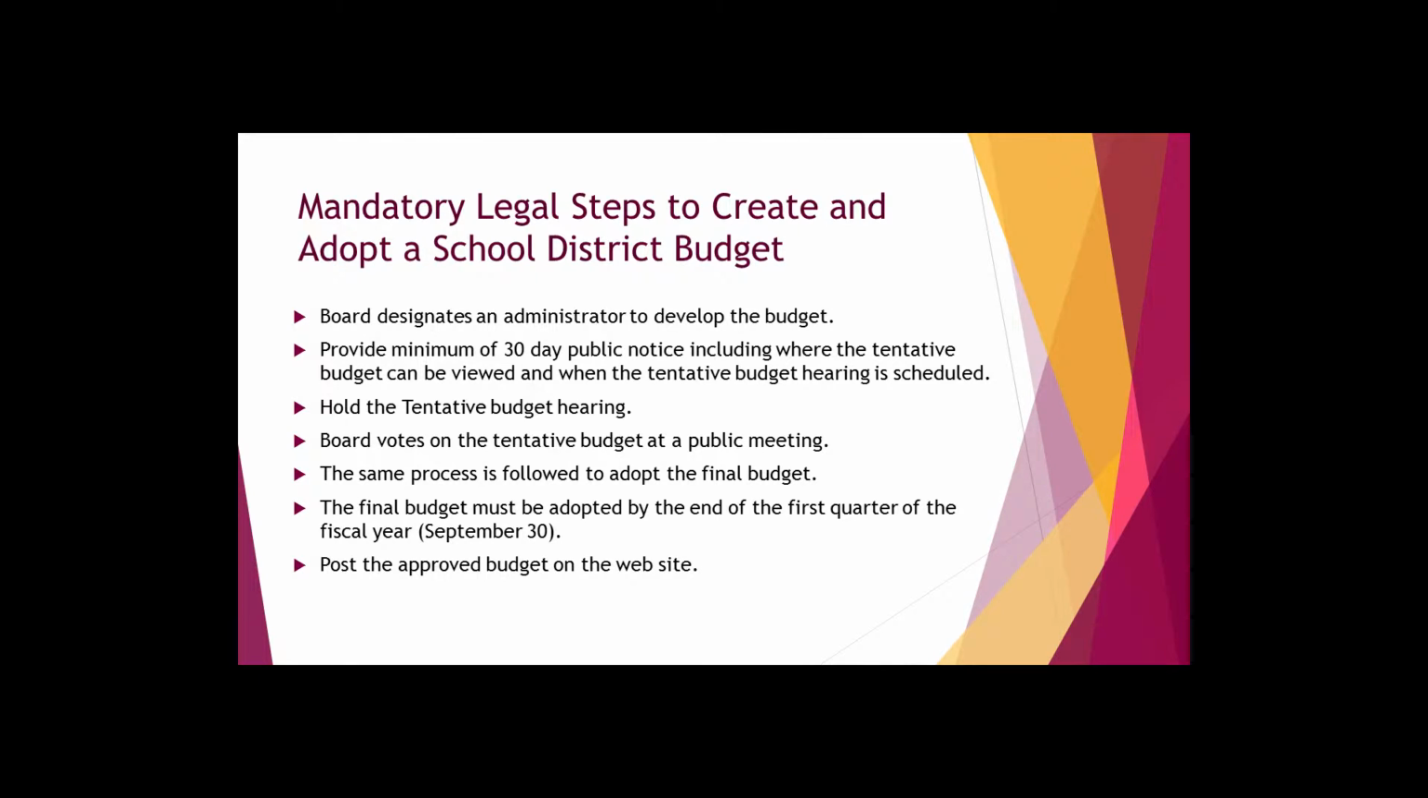There are several legal steps that must be taken in order to create and adopt a budget. The first step is that the board must designate an administrator to develop the budget. In a district our size, that's typically someone like me in the business office, or in a smaller district, it can be the superintendent. We are required to provide a minimum of a 30-day public notice period, including where the budget can be viewed and when the budget hearing is scheduled before a budget can be adopted. This is the case whether it be a tentative budget, the final budget, or an amended budget.